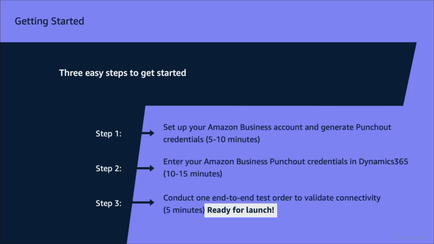After that's done, you're going to want to generate your PunchOut credentials. And then this next step, you're going to want to enter your Amazon Business PunchOut credentials into Dynamics 365. After that, you would conduct an end-to-end test order to validate the connectivity. And believe it or not, you'll be ready to launch.